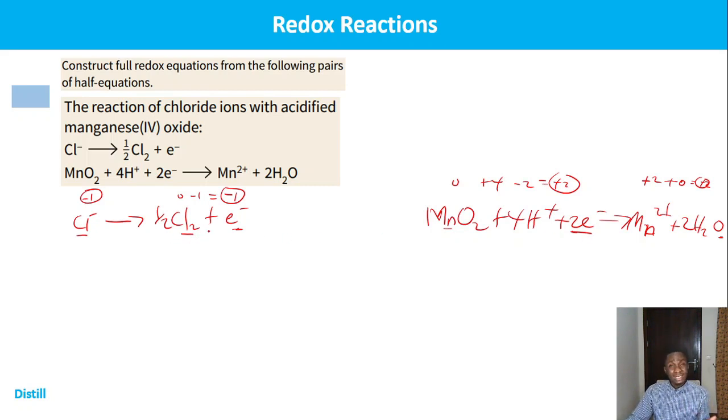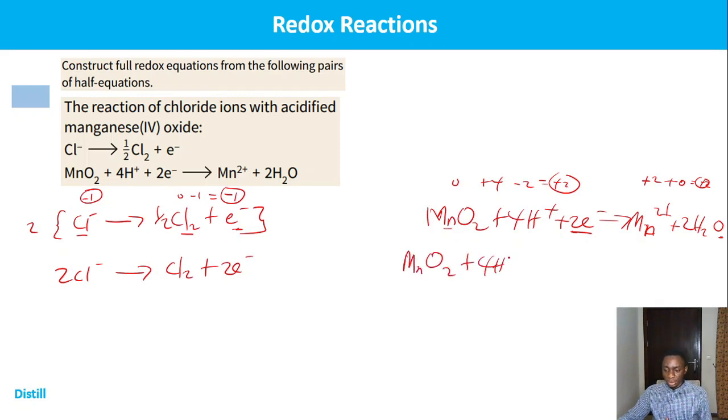How do we do that again? Just the same way we did the first one. Multiply all through by 2. Right? Put it through here. 2Cl minus to give us Cl2 plus 2e minus. Right? Let us rewrite this right hand side here. We have MnO2 plus 4H plus.